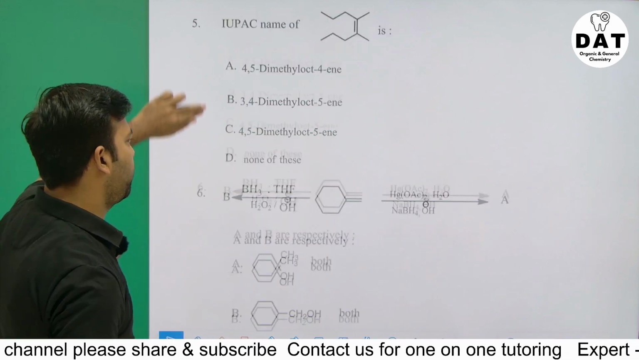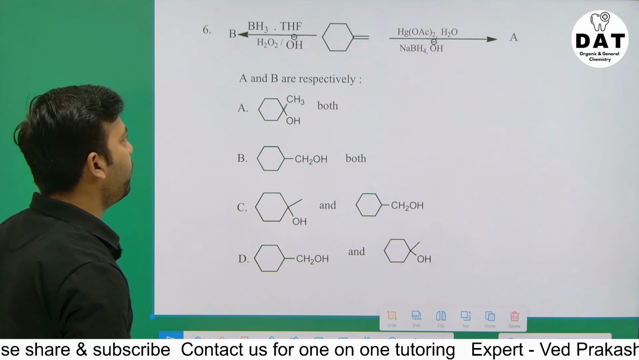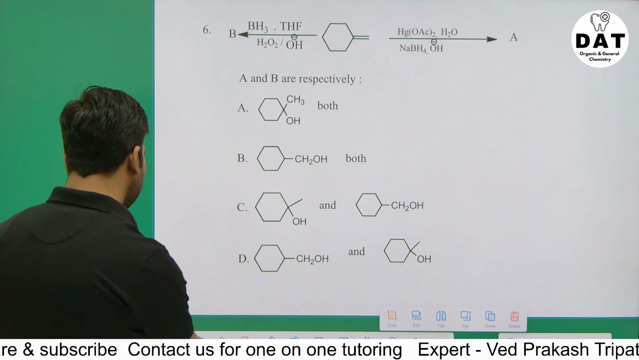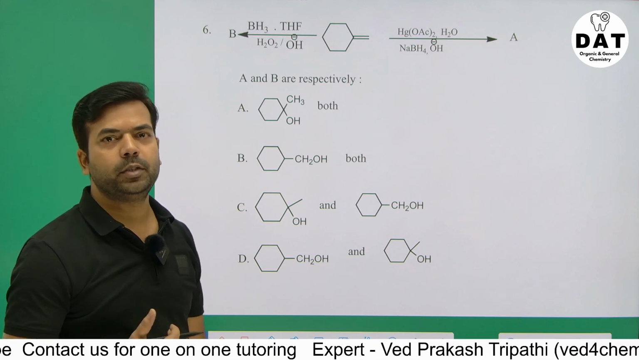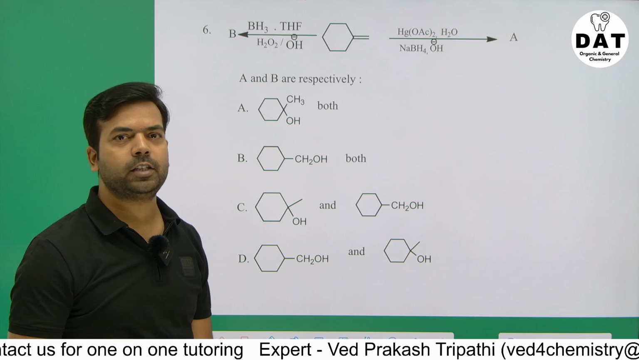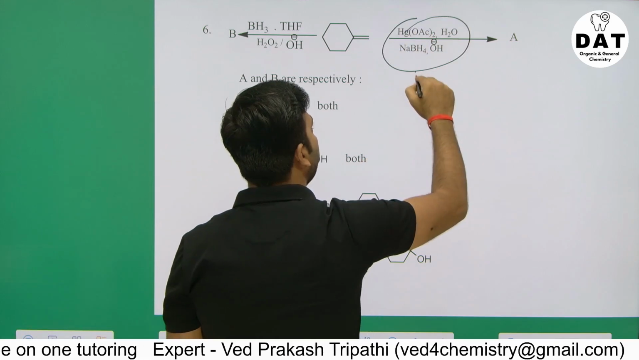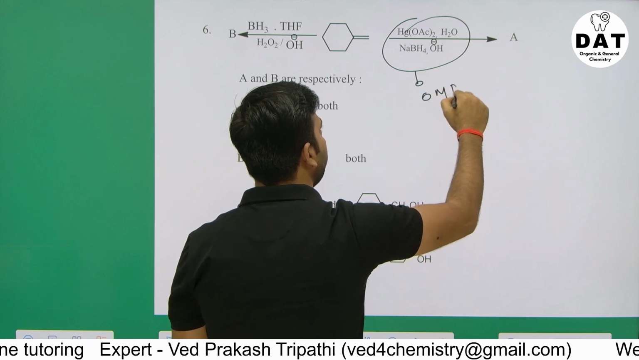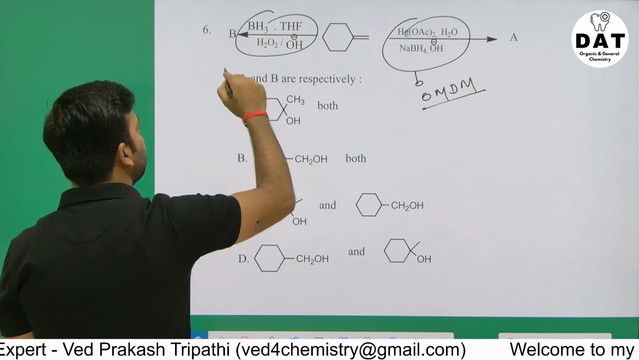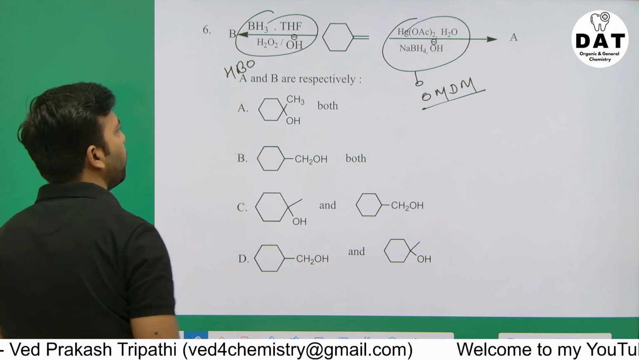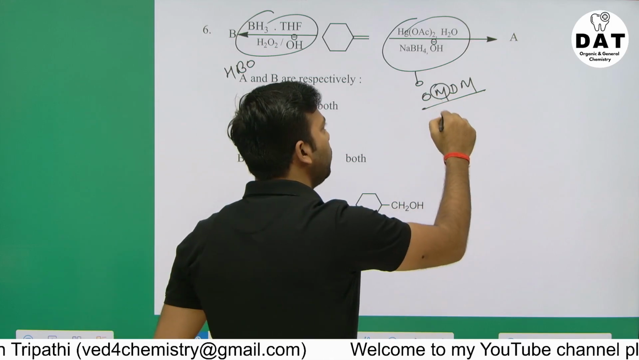So this is a very important reaction of alkene, and I did a video on this, HBO and OMDM. OMDM is called oxymercuration demercuration and HBO is called hydroboration oxidation. So this side is my OMDM, oxymercuration demercuration, and this one is HBO, hydroboration oxidation. So in OMDM I discussed the trick as well. M means Markovnikov.